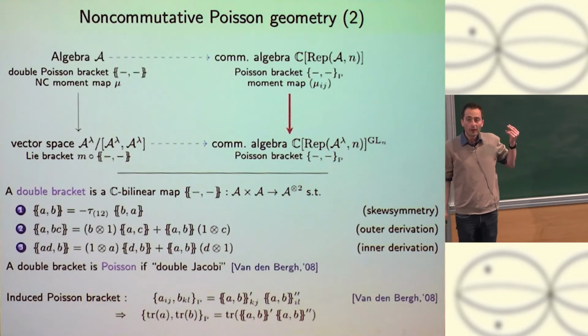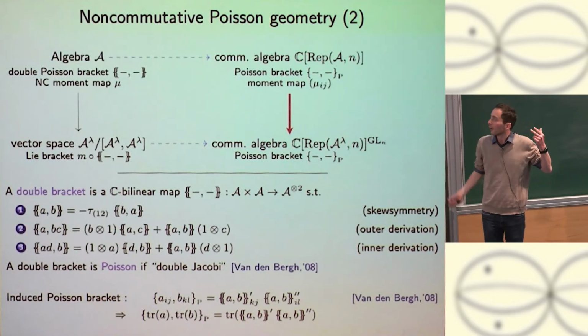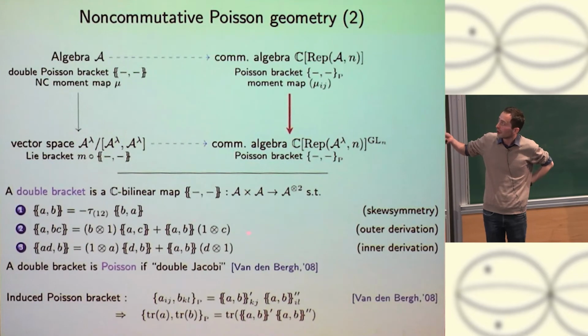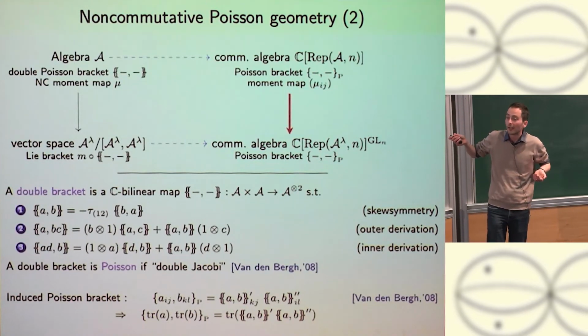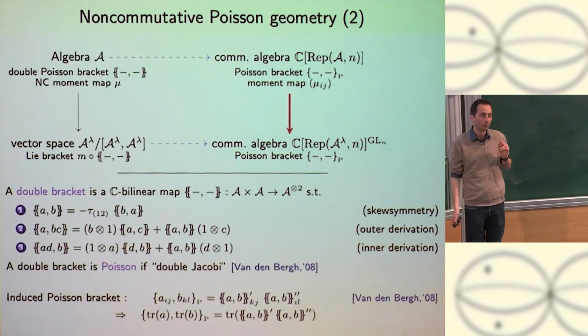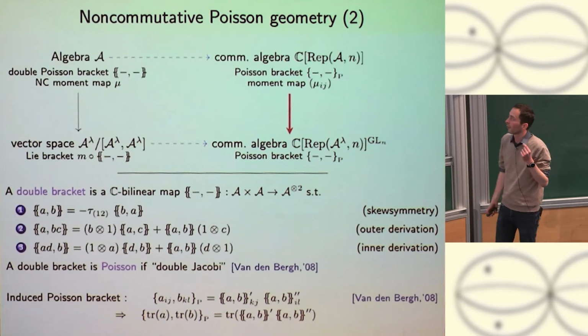But then the rules are the intuitive ones. You will have some skew-symmetry relation, you will have some derivation properties, as you would want for a Poisson bracket. And there is also a notion of a kind of double Jacobi identity that I don't want to write. The upshot is the following.